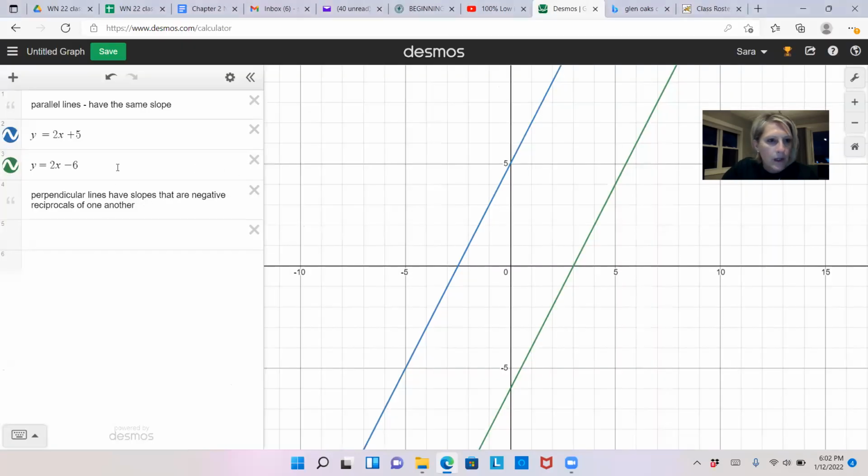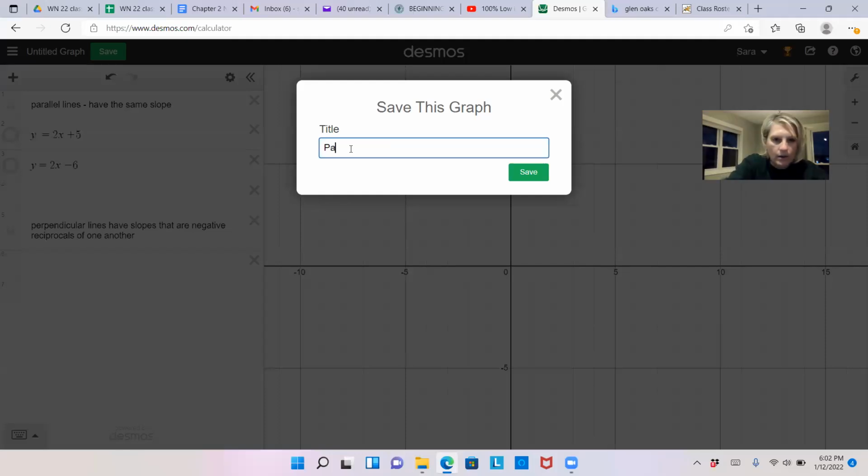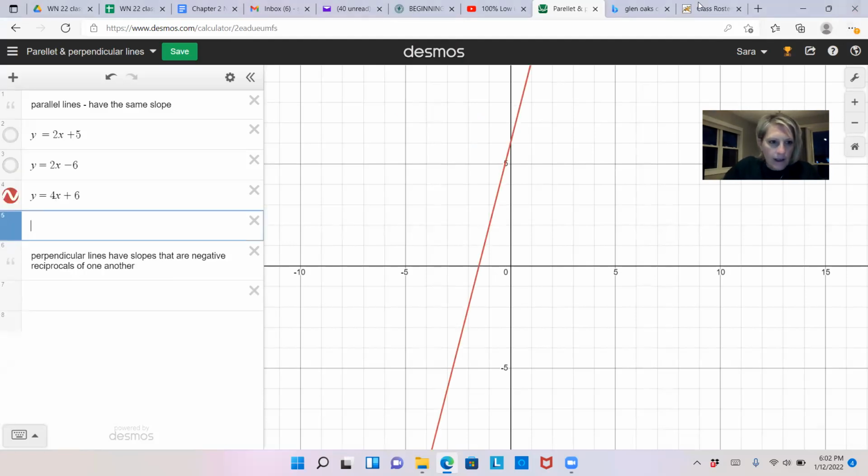Okay, so I'm going to make those so they are not showing. Save this real quick. Okay, so let's go ahead and look at my new line, y equals 4x plus 6. And I am going to validate that it is parallel. Y equals 4x plus 8. And yep, you can visually see that it is parallel. I'm going to click on my 4x plus 6 line.